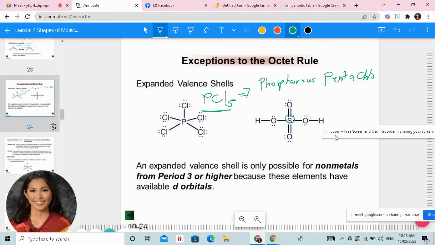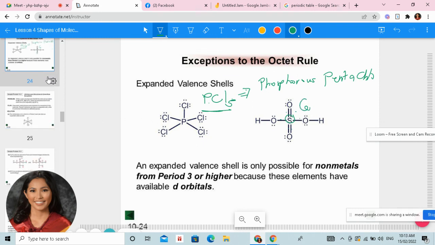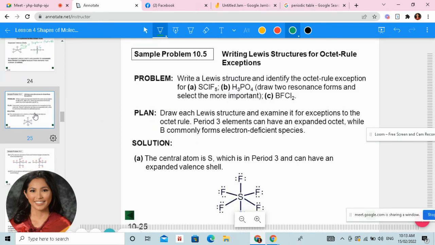Then we have also the sulfur. Now the sulfur has 1, 2, 3, 4, 5, 6 bonds. So they are exemptions. Okay, write a Lewis structure and identify the octet rule exception. We have SCl5. Now, which one do we put at the central atom here?